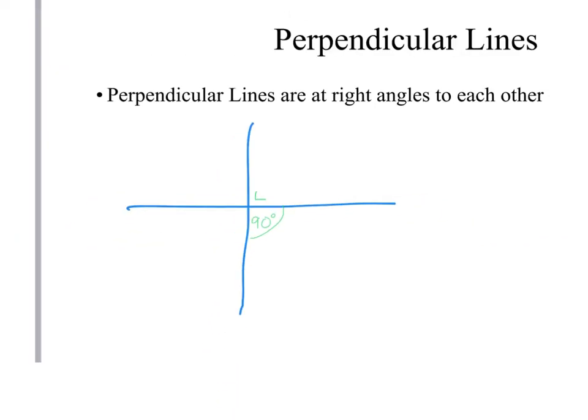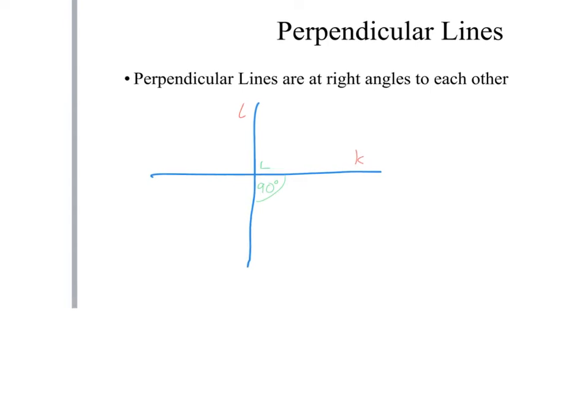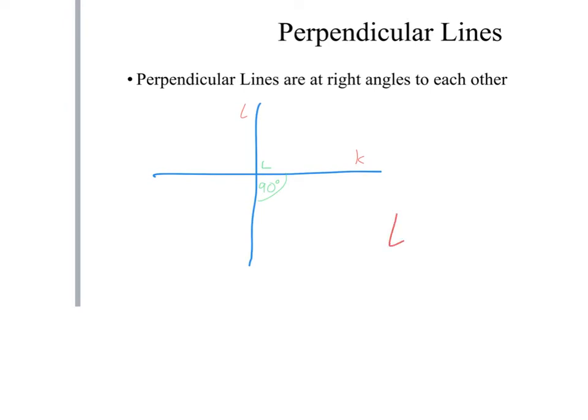So these two lines here, for example, we might call them the line L and the line K. And we could say that the line L is perpendicular to the line K. And this is the mathematical notation we'd use. If you look at the symbol for perpendicular, it is just two lines that are perpendicular, or making a right angle with each other.